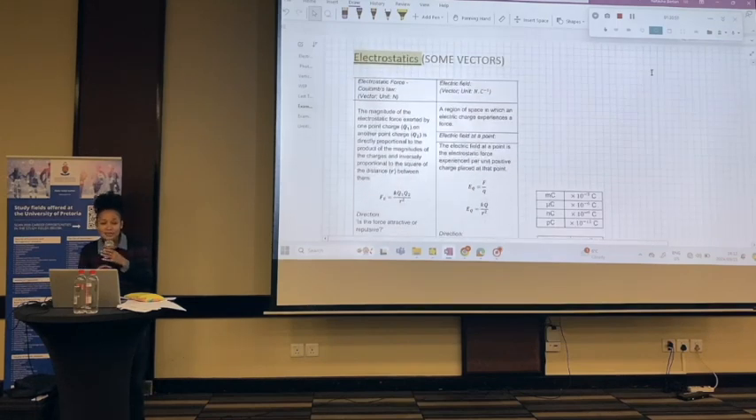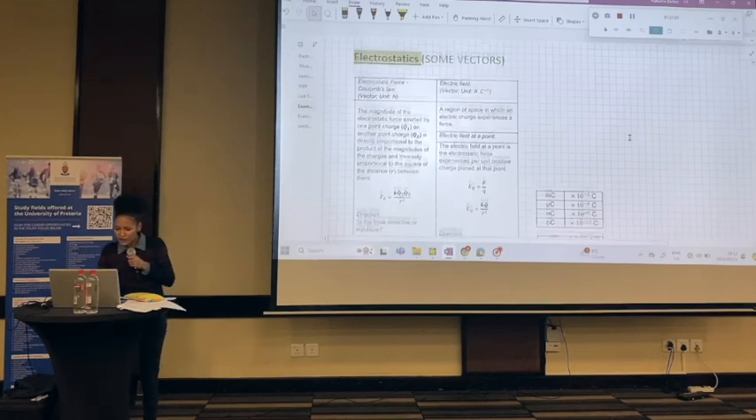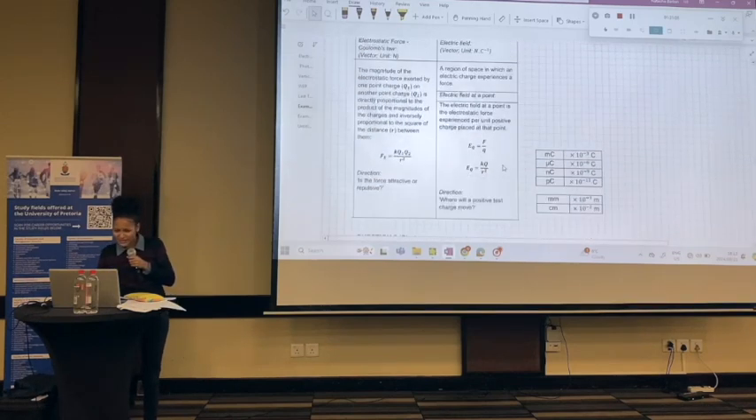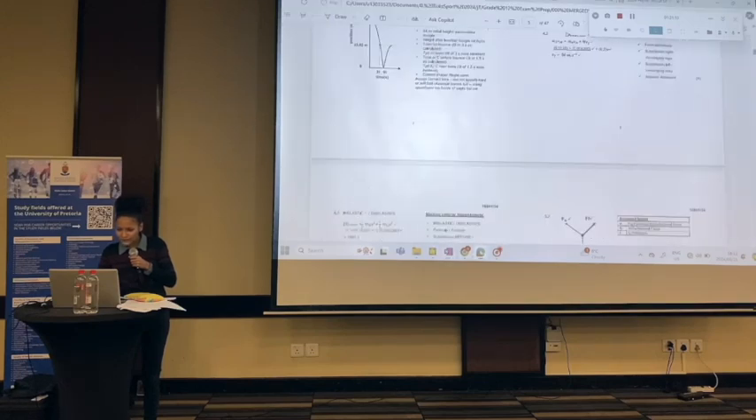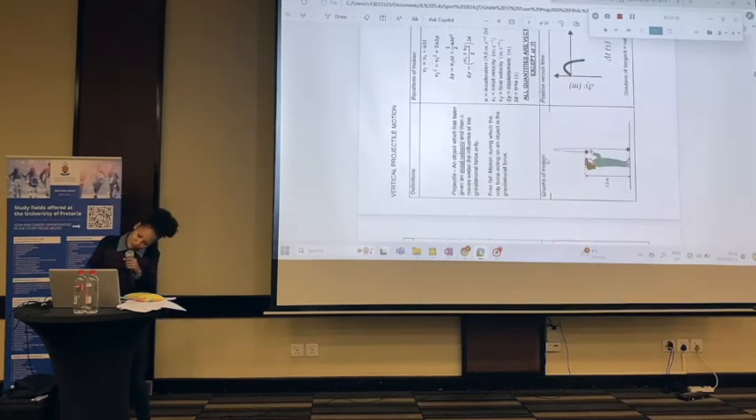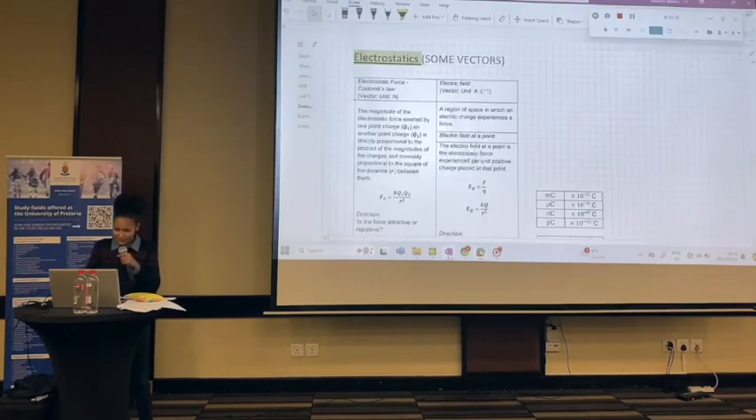Guys, electrostatics. I don't have a lot to say on electrostatics except about how you approach the question. On the summary page, I don't know which page it is on, I didn't indicate it here. Let us see. This is on page number 8.